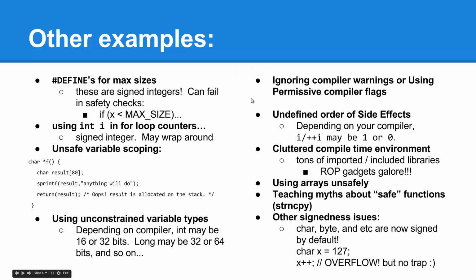Another common one I see in a lot of programming classes is just allowing students to ignore compiler warnings or use permissive compiler flags. Maybe they have deadlines, the assignment's not that important, but it builds really, really bad habits. The Heartbleed bug, which made news headlines, could have actually been caught with a strict compiler flag. But I digress.